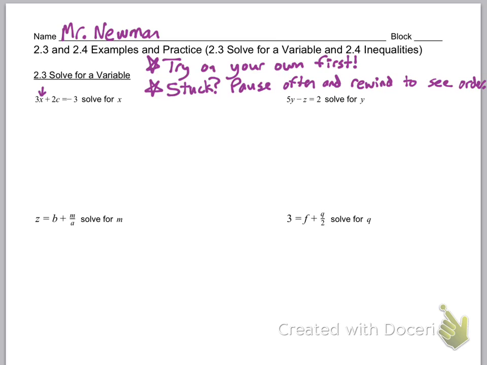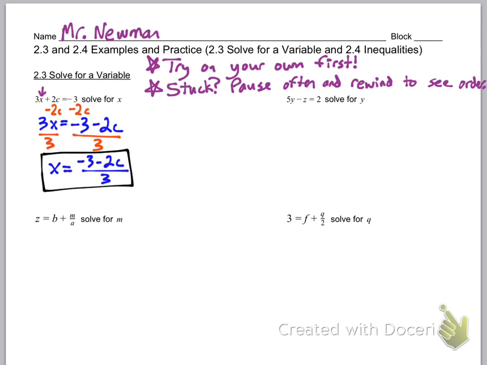All right, so right here on the left, we're solving for x. I'm going to put an arrow there. To get x by itself, first we need to subtract, and then we're going to divide, and you get x is -3 minus 2c all over 3. So put a box around that. I want you to try the one on your right on your own.